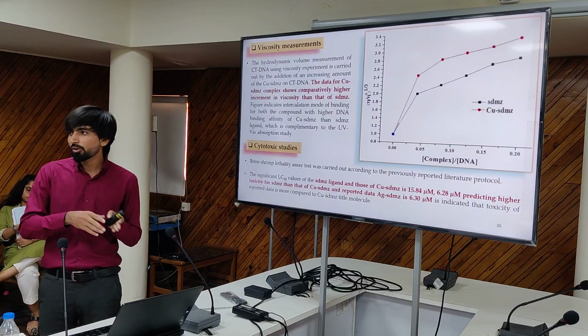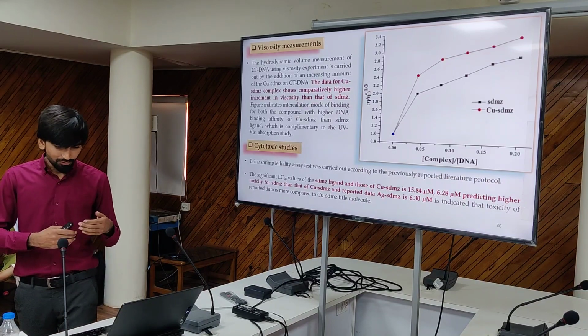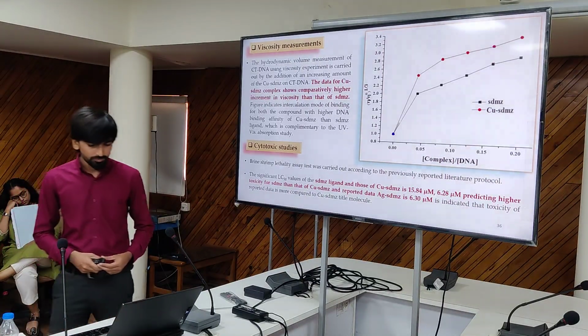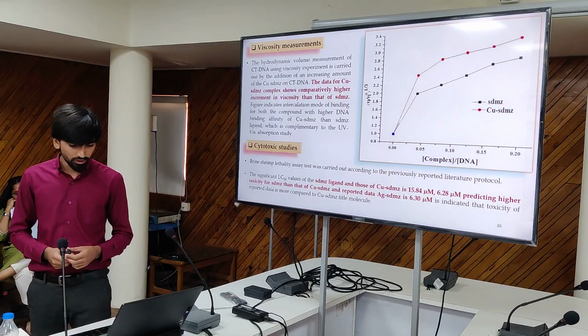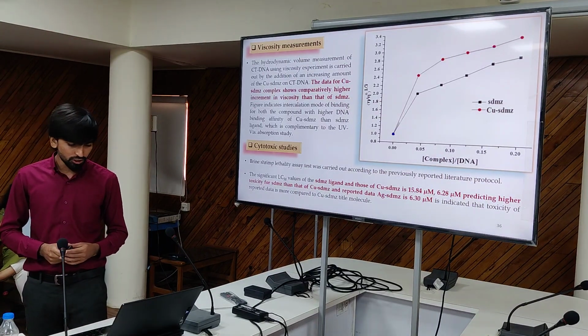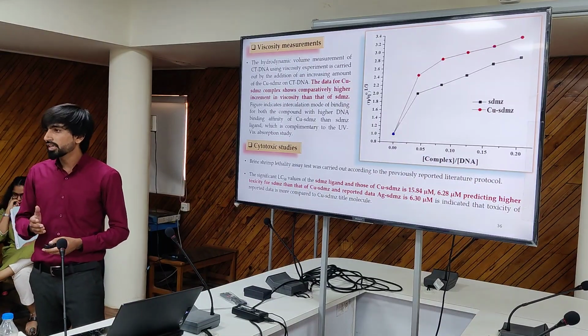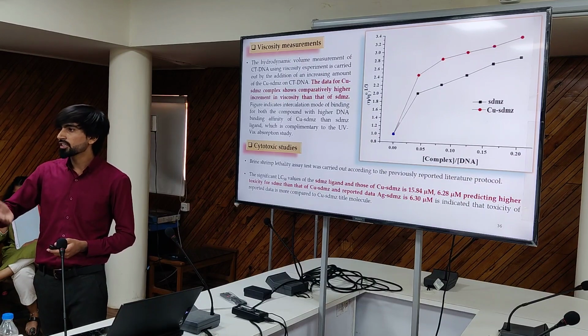So that theoretical data also correlates with the experimental data. We also carried out the cytotoxicity. Cytotoxicity of the ligand is around 50.84, and in the case of the copper diazine it is around 6.2. So it means that it is half compared to the ligand. So whenever the copper plays its role, the toxicity is drastically reduced.